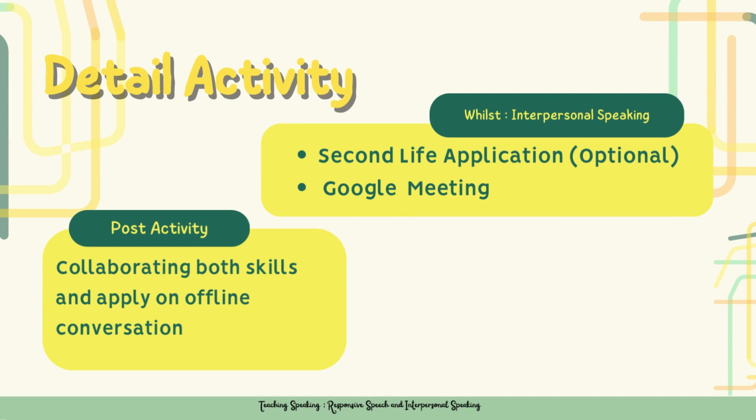And also for the post activity, we expect them to practice both of these skills offline in class through one random topic that we provide. So they're going to have a conversation in pairs, with one random topic that we will provide, and they're going to talk about it for around 2 to 3 minutes.